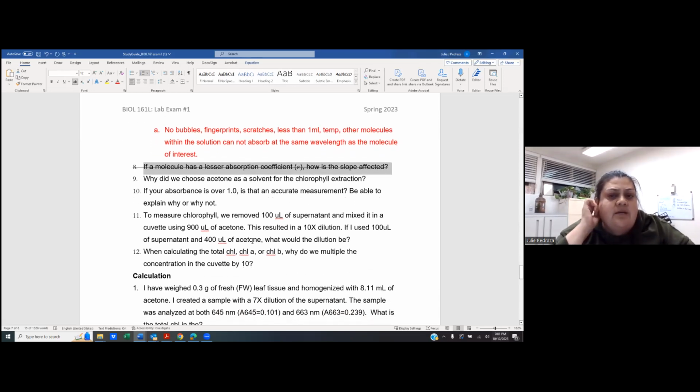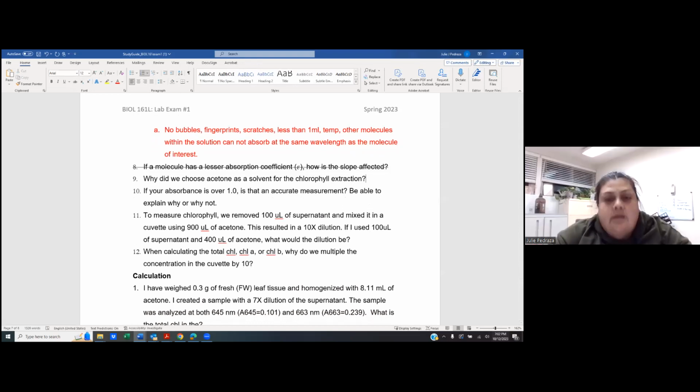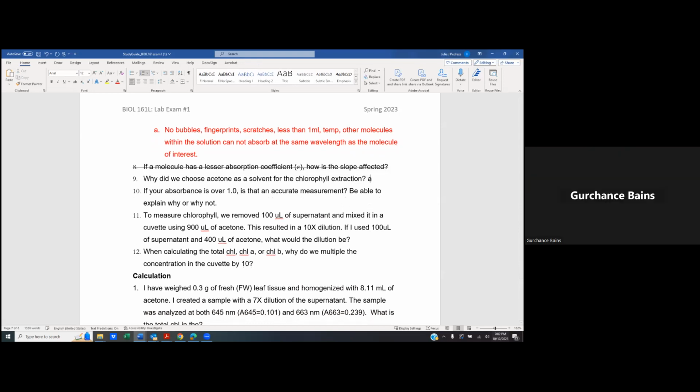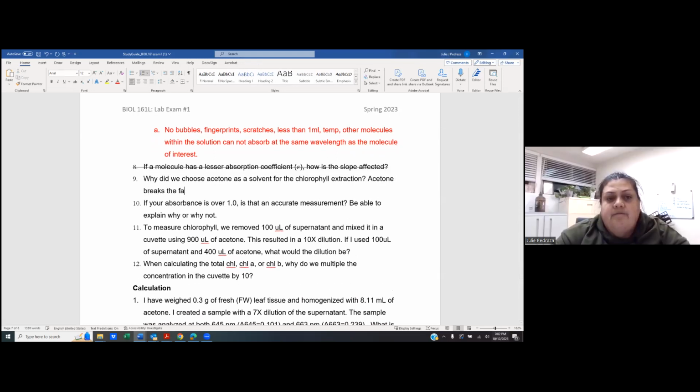Why did you choose acetone as a solvent for the chlorophyll extract? I think you said we had to break up the cells and get the chlorophyll out of the plant cells. Yes, correct. The acetone breaks the cell wall to access the chlorophyll molecules. Okay, good job.